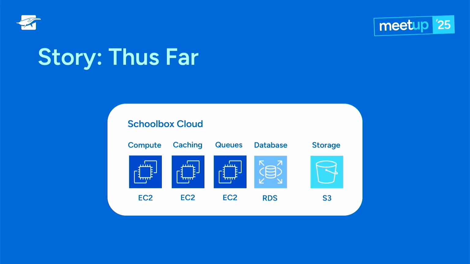And that's just a brief overview of some of the AWS technologies that were in our original Schoolbox Cloud. It was pretty straightforward, as you can see. We had some virtual machines, or in AWS lingo, EC2s, that do the computing. We had a SQL database, which in AWS lingo again is RDS, and then file storage in S3, which is basically just a big folder of files.